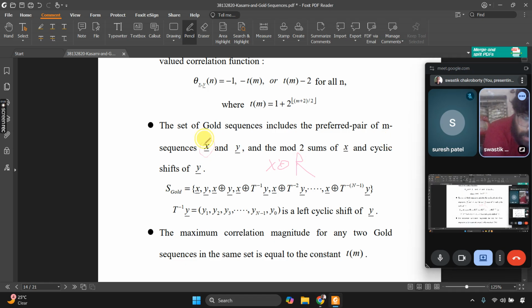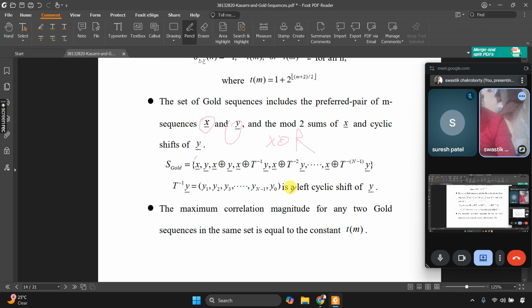So if you have a preferred pair of sequences x and y, you take x, you take y, you take x XOR y, then you take x XOR one cyclically shifted y. T inverse y means one cyclically shifted y. Then another is x XOR two cyclically shifted y, then up to n minus 1 cyclically shifted y, where n is the period. So this is the set of Gold sequences.